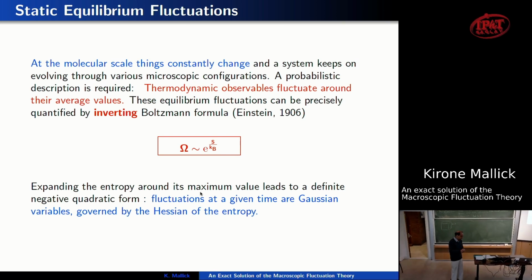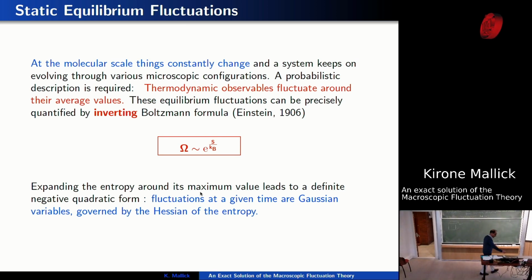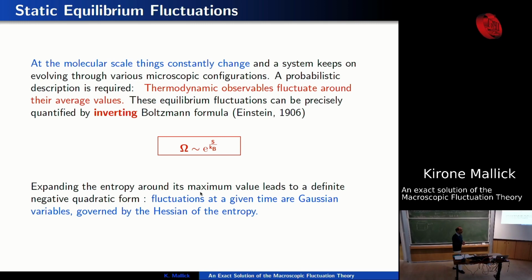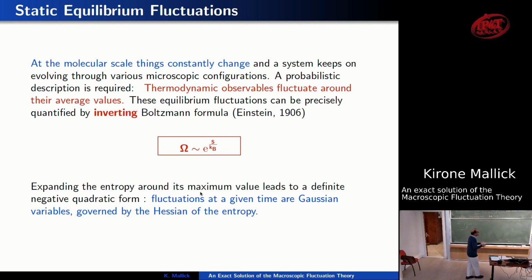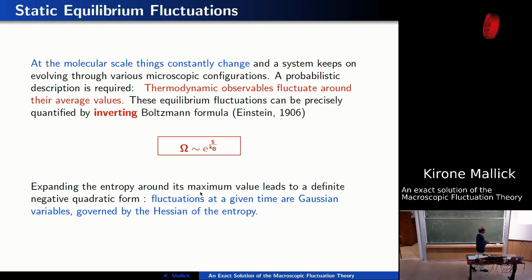For example, you can consider this piece of chalk, put it on the table, and compute using this formula the probability that spontaneously it goes up by 1 meter. It's a very, very small number. It's exponential minus 10 to the power 23, typically. But it's possible to compute that by inverting this Boltzmann formula.